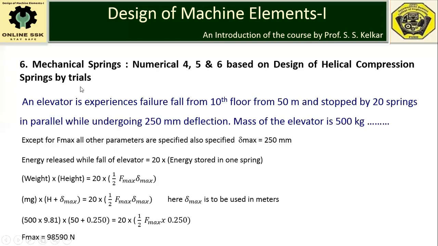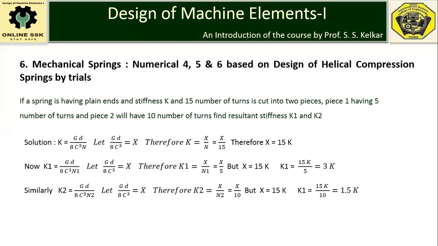The rest of the numericals here I have not solved, because in this numerical, except for F max, all other terms like C and capital D etc. were specified. Therefore it was a bit easy to design the springs as the value of C was specified. The only unknown was F max, and how to find out F max was the question. So here I have explained for such kinds of numericals how to find out F max.